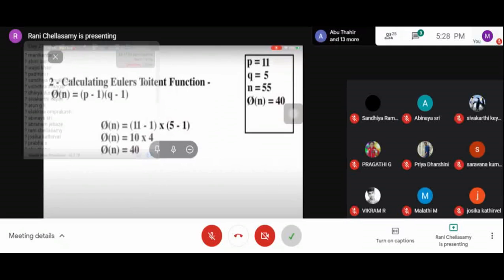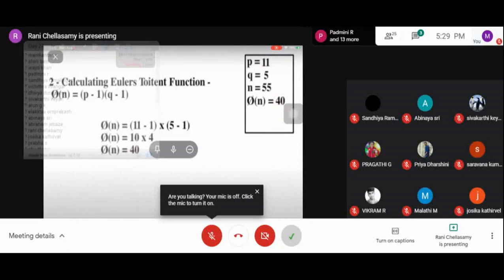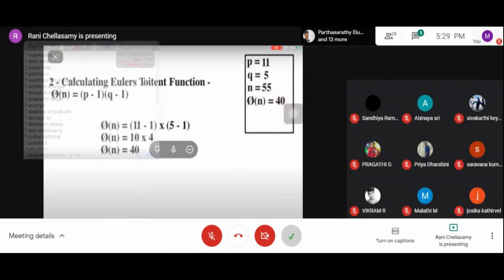In number theory, Euler's totient function counts the number of integers between 1 and n which are co-prime to n. Euler's totient function, also known as the phi function, is a multiplicative function, meaning that if two numbers m and n are relatively prime, then phi of mn equals phi of m times phi of n.